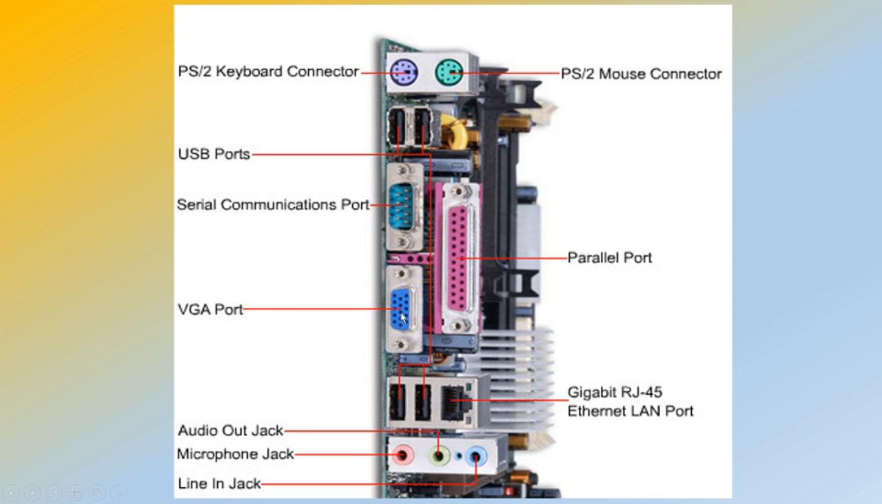Next is VGA port. You can see they are in 3 rows with 15 pins. This is the audio jack that are in the middle. First microphone and last, that is third, line in jack. And a big port, that is the Ethernet LAN port. It is also known as RJ45 port.